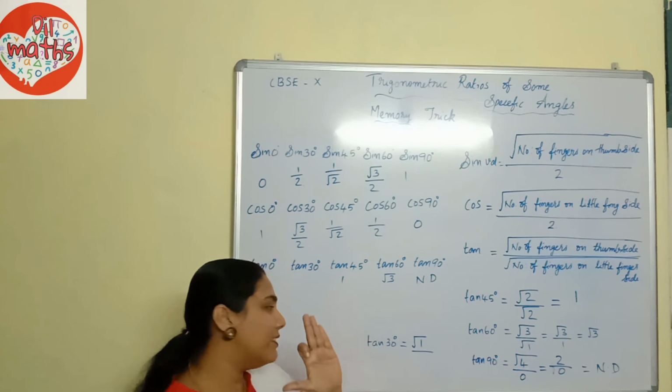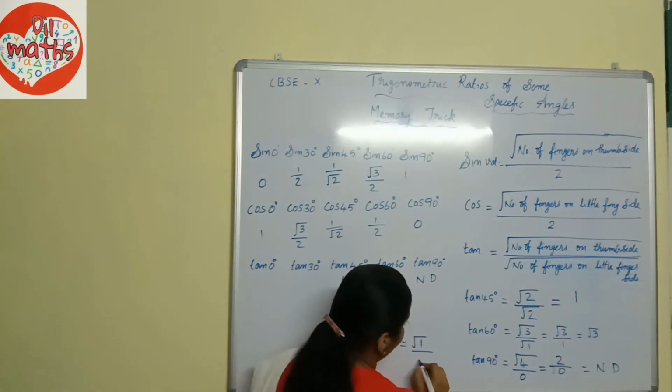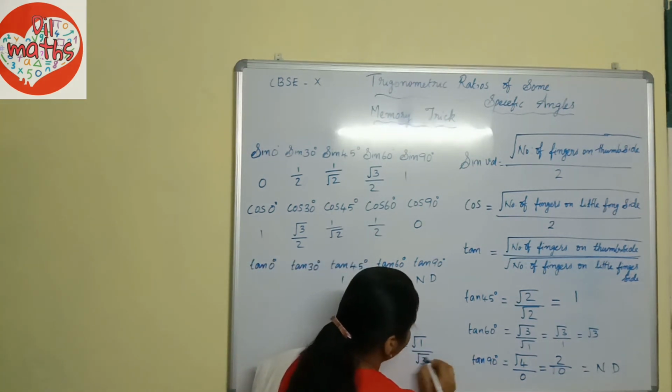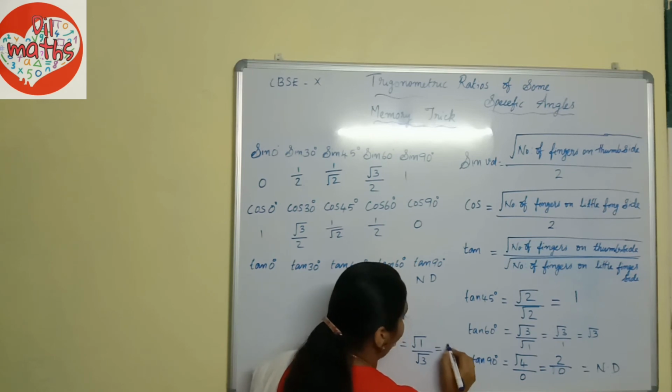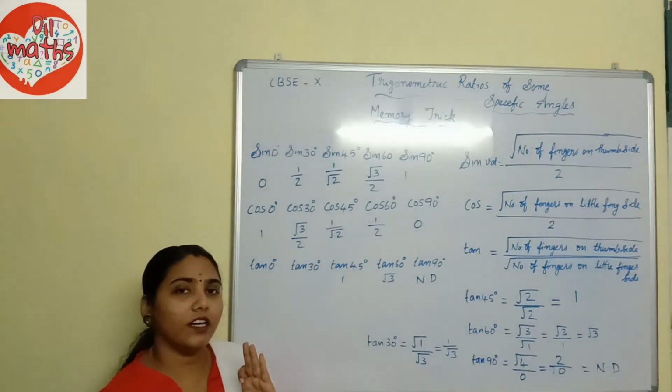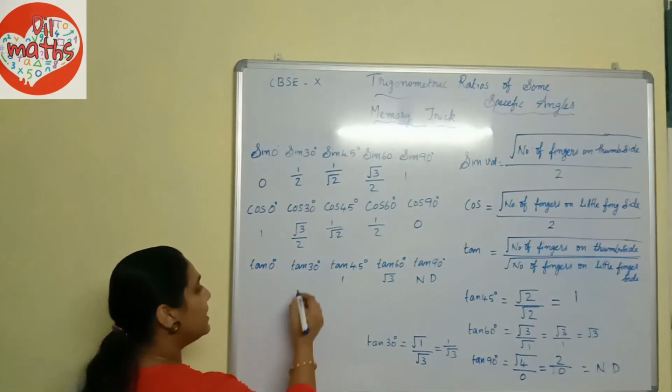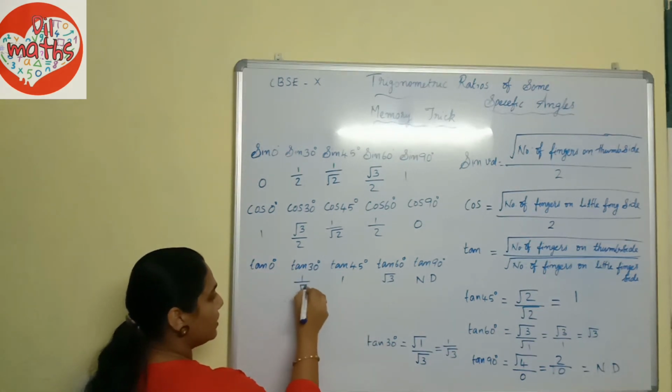How many fingers left in the little finger side? 3. So square root of 3. Square root of 1 is equal to 1, and square root of 3 we can write as it is. And we got 1 by root 3. So tan 30 is equal to 1 by root 3.